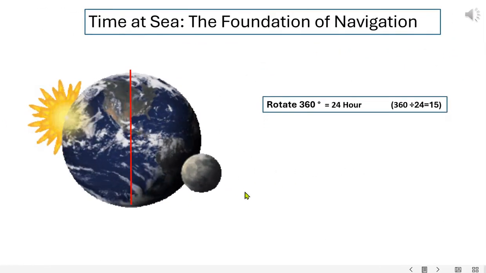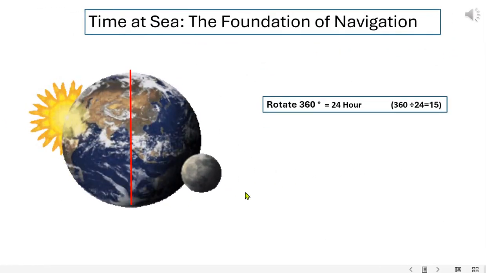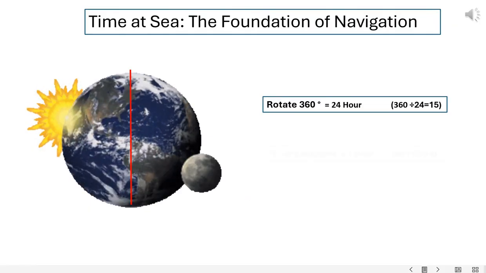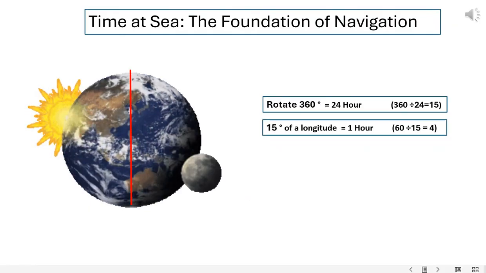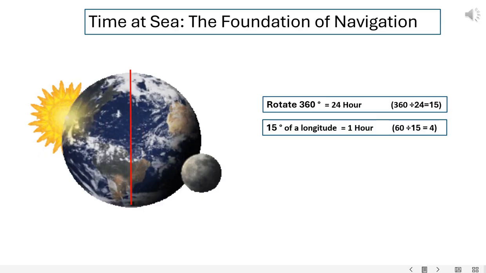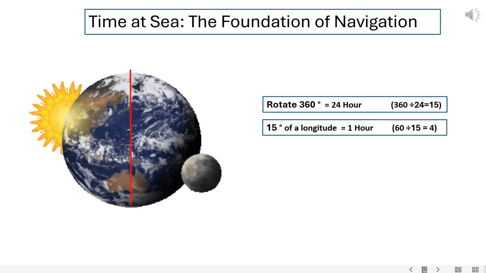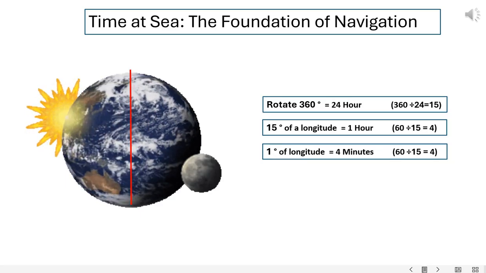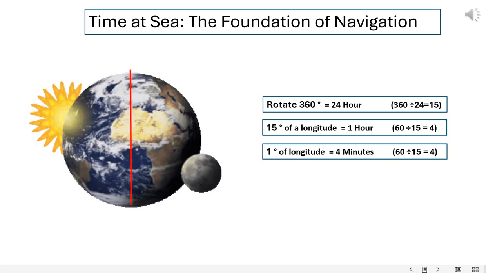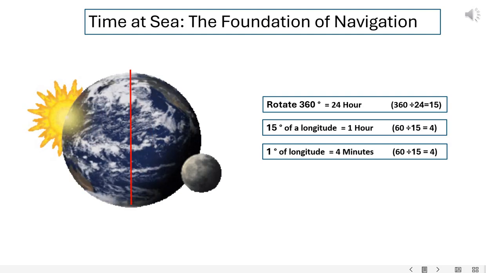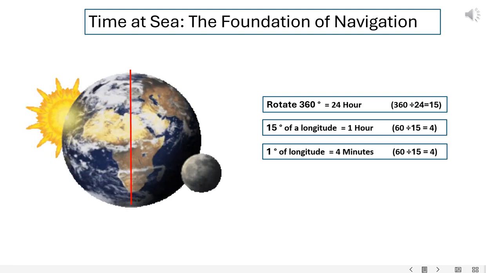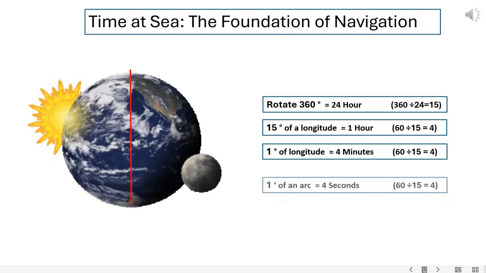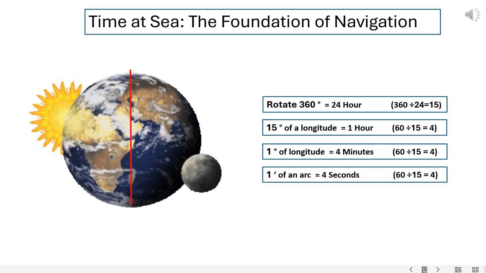As shown in the illustration, the Earth rotates 360 degrees in 24 hours. This means the Earth turns approximately 15 degrees every hour. This relationship forms the basis of all time zone and longitude calculations used in marine navigation. Since 1 hour equals 60 minutes, dividing 60 minutes by 15 degrees tells us that 1 degree of longitude corresponds to 4 minutes of time.